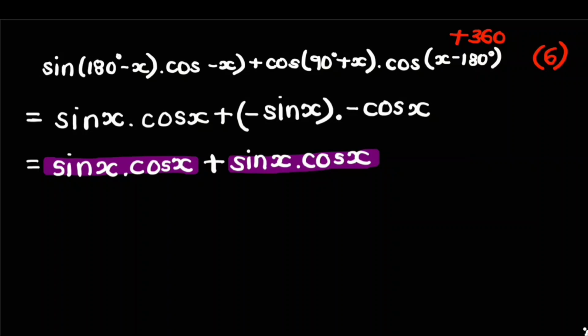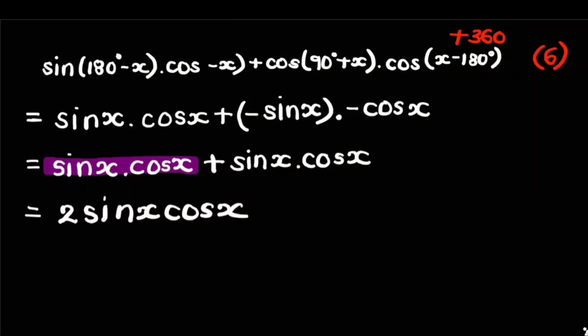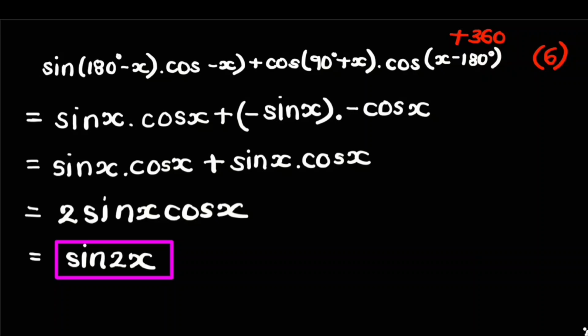Now what we realize is that these two terms are like terms, so we can gather them. We have sine x cos x plus sine x cos x. That gives us 2 sine x cos x. And at this point, you should realize that this is the expansion for the double angle of sine. So that is equal to sine 2x. Since we have managed to reduce this and simplify it to a single trig ratio, this is now our final answer.